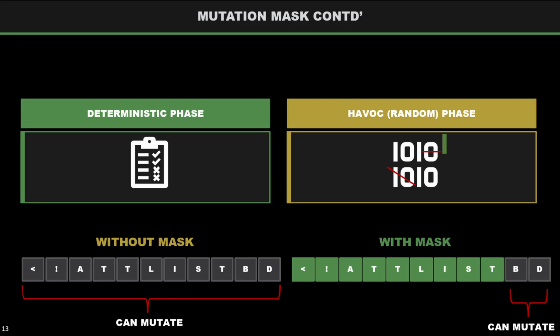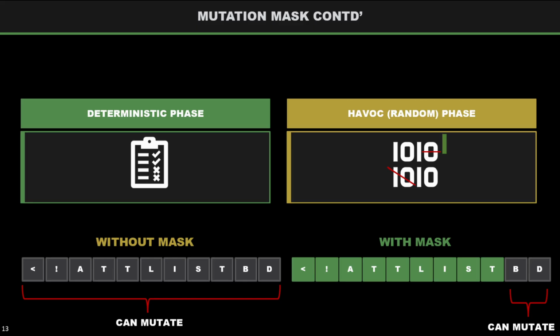The mutation masking idea applies to both types of mutations that the AFL algorithm performs, the more structured step-by-step mutations, or the deterministic phase, and the fully random ones, the havoc phase. In the structured phase, FairFuzz checks each possible mutation before applying it. If a mutation would break the ability to reach the target branch, it simply skips it. So this is where the mutation mask is being created.